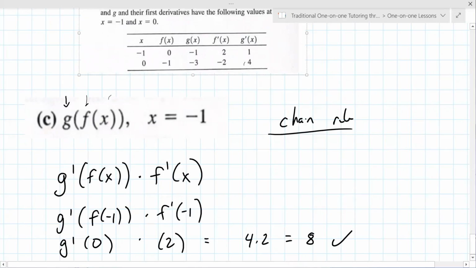Wait, why are you saying check mark? Oh, sorry, I just said done. Sorry, I thought you were checking it with something. Get that out of here.